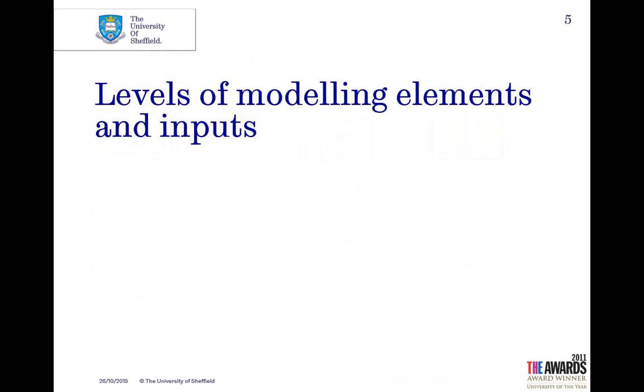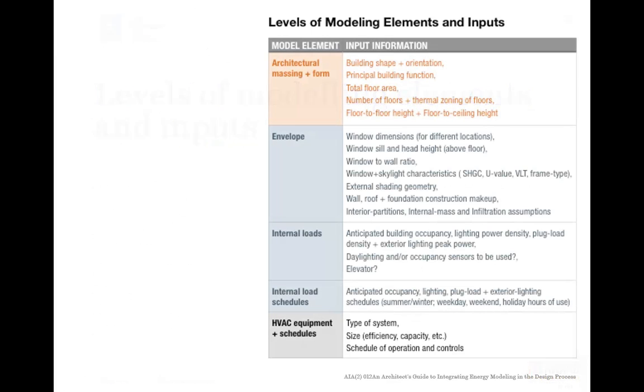So, levels of modelling, elements and inputs. These are the kind of things that you might think about in an energy model. We've got things like building shape, orientation, which is all important. What's the building function? Is it a school? Is it an office? Is it a warehouse? Because that will have a big impact on the energy consumption. Floor area is obviously important. How many floors have you got? And things like thermal zoning of floors.